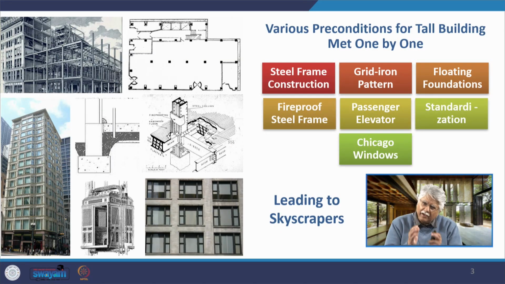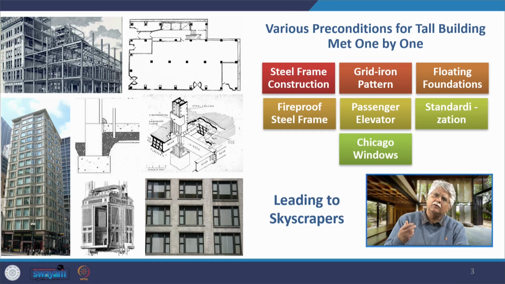When it came to skyscraper design in Chicago, the various preconditions required for tall buildings were met one by one. For example, steel frame construction, vital for erecting a tall building; a gridiron pattern to bring about modular construction; floating foundations for the muddy soil of Chicago; fireproofing the steel frame, whose importance they realized after the 1871 Chicago fire; and the passenger elevator by Elisha Otis, without which it wouldn't have been possible to make tall buildings profitable or usable.